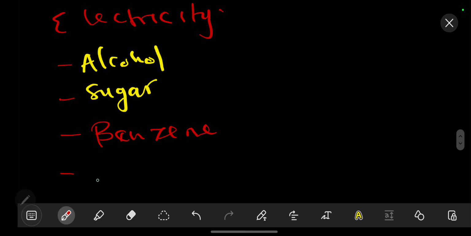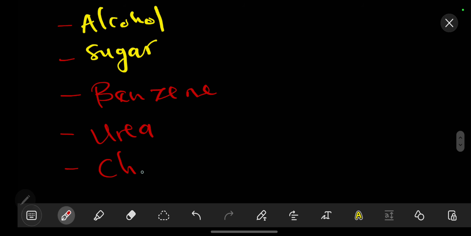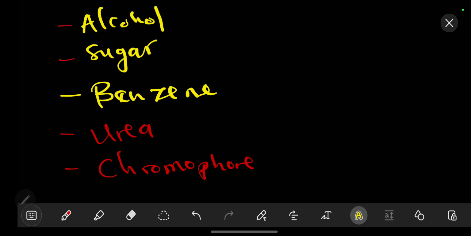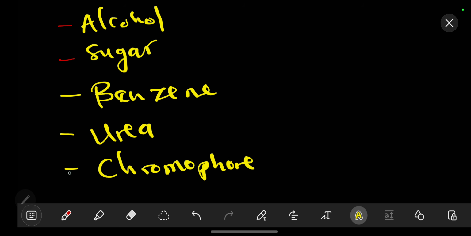We also have another non-electrolyte which is urea. We also have another non-electrolyte which is our chromophores. Benzene is mostly used in making many synthetic products such as rubbers and plastics and many other things. Chromophores are used in fluorescence microscopy if you do more research on that. We also have urea, which we excrete as mammals, or rather as humans. So these are examples of non-electrolytes.